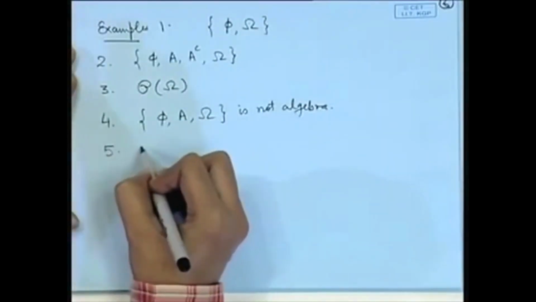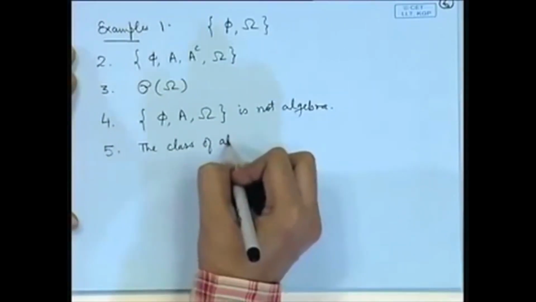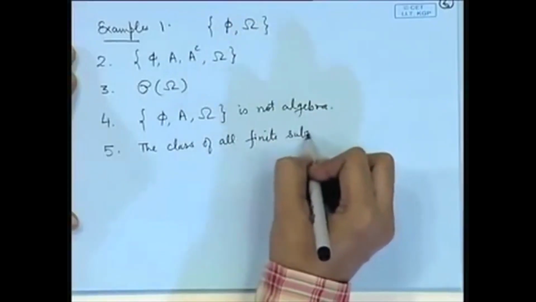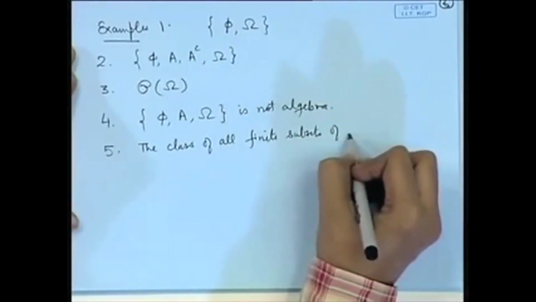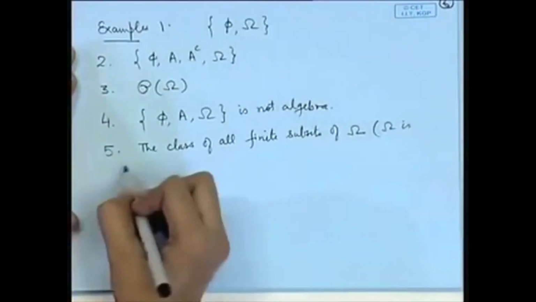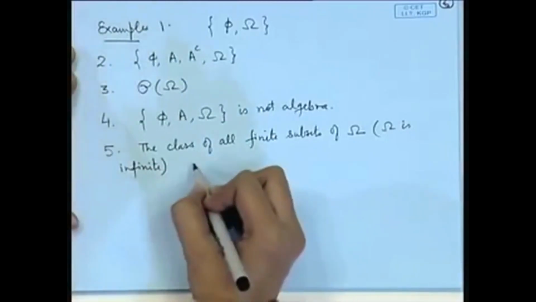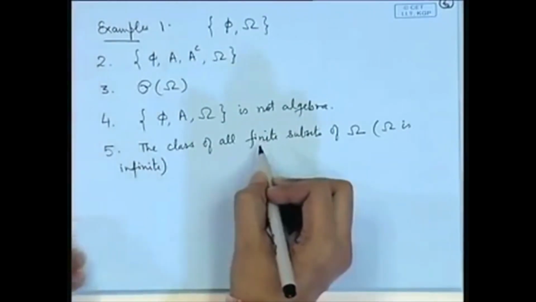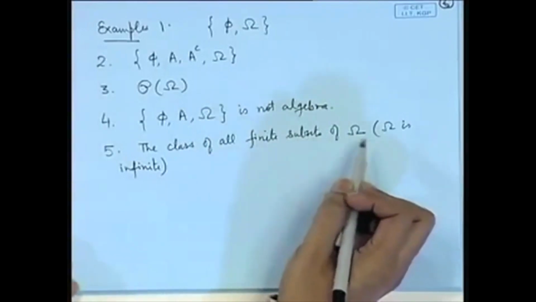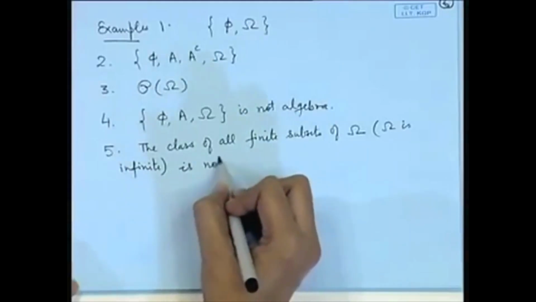We have considered the class of all finite subsets of omega, where omega may be infinite. Then this is not an algebra. This was a ring, but this cannot be an algebra because the complementation of a finite set will become an infinite set, and that is not there in this class. So this cannot be an algebra.